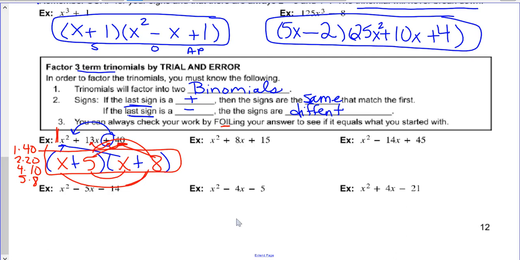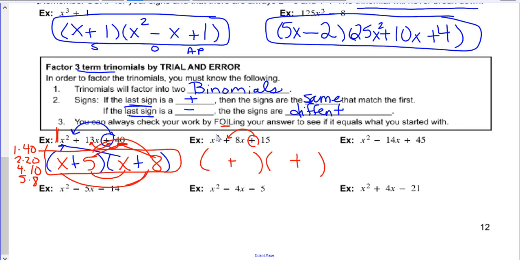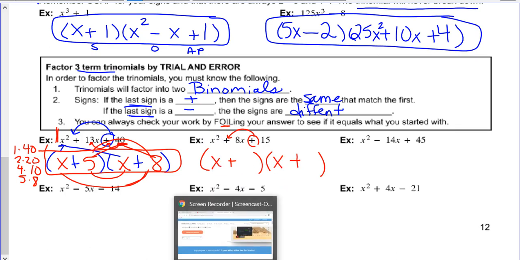All right, let's try this next one. Again, 3 terms. Nothing in common. I'm going to break it down into 2 binomials. I'm going to look at the last sign. It is a plus that matches the first, so they are the same that match the first according to our signs. I'm going to take this first term and split it up evenly as an x and an x. And now the work begins, really.